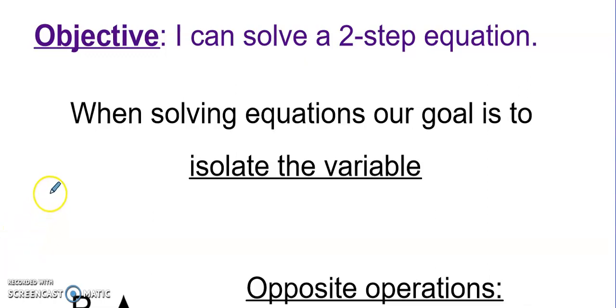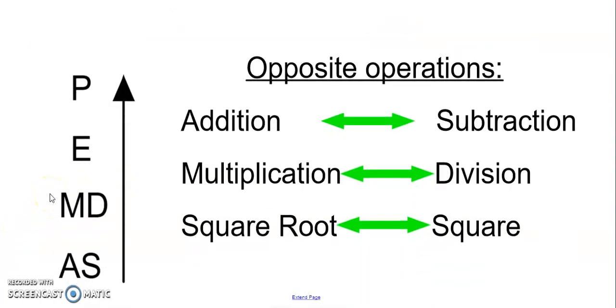Okay. In order to solve two-step equations, the model we're going to follow is the backwards order of PEMDAS. So we have parentheses, exponents, multiplying, dividing, adding, subtracting. So for solving equations, you start with adding, subtracting, and then you work your way up for the backwards order of PEMDAS. When solving equations, we are going to be using opposite operations.